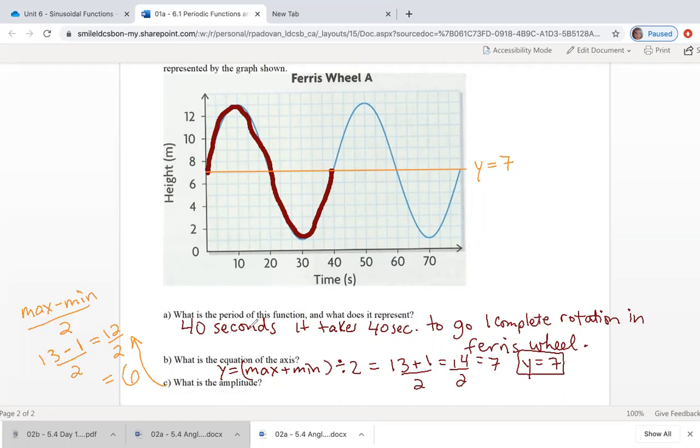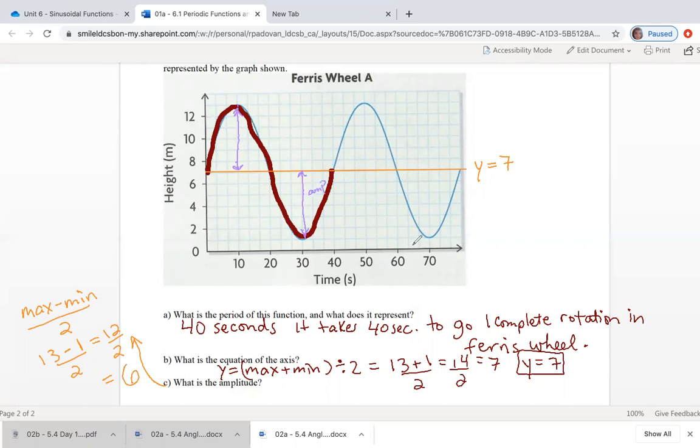What does that represent? If we look here, if I change the color, the amplitude is from the equation of the axis to the peak. Even if I was to count it from 7 to 13, 1, 2, 3, 4, 5, 6. From the equation of the axis to the trough, this distance here, 1, 2, 3, 4, 5, 6. So even if I was to count it, I would see that the amplitude is 6.